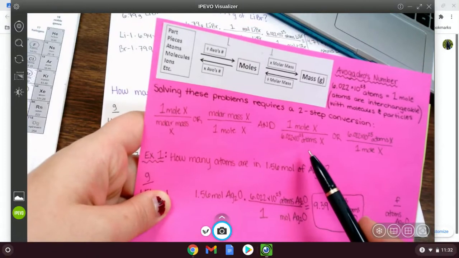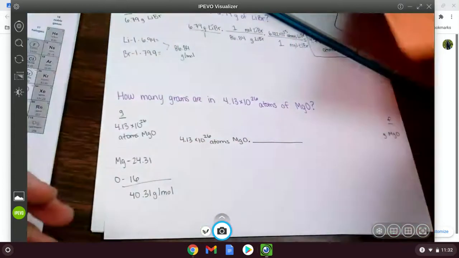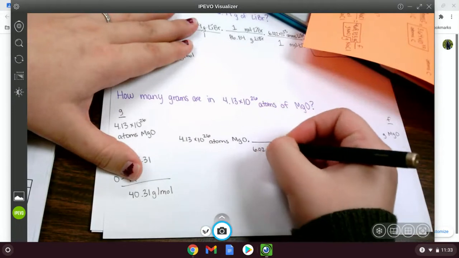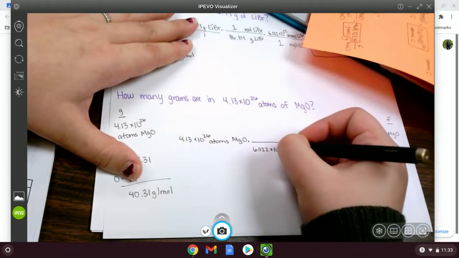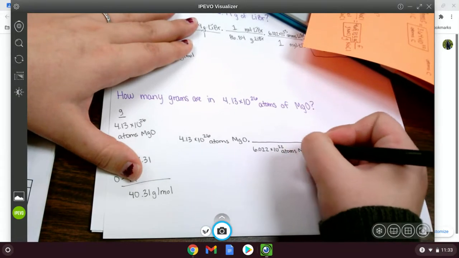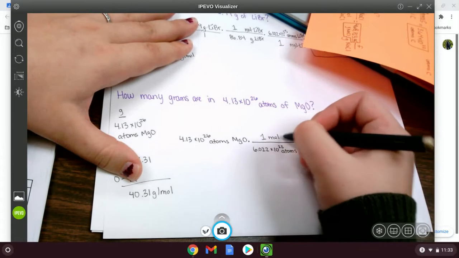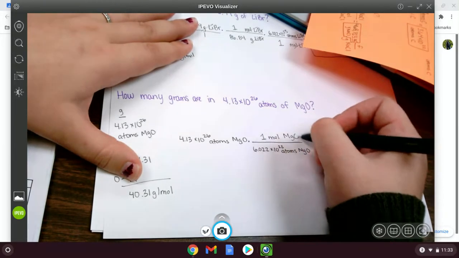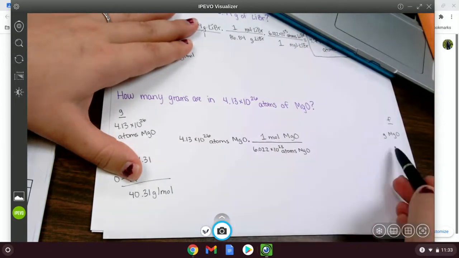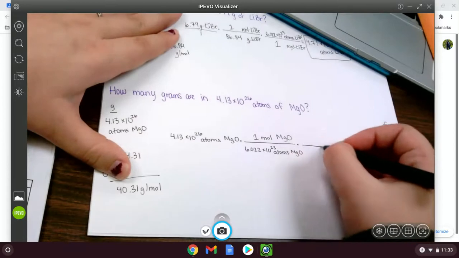Remember, when you're in a conversion factor, Avogadro's number always goes with atoms. So it's going to be 6.022 times 10 to the 23rd atoms of MgO. And over that will be 1 mole MgO. So if we ended here, we would be in the unit of moles. We want to be in grams. So what do we do? Dot and a line.